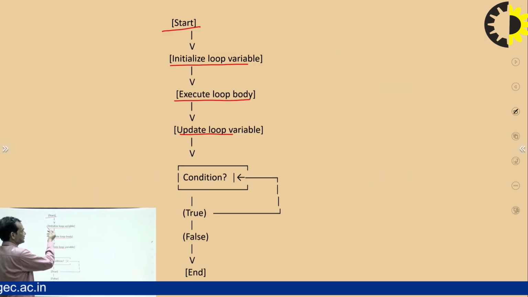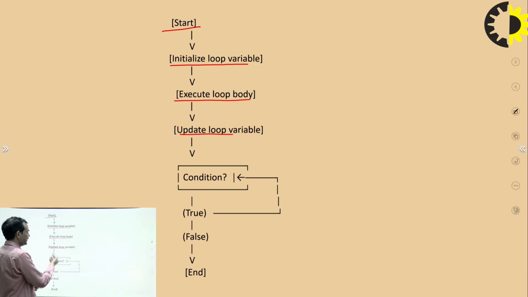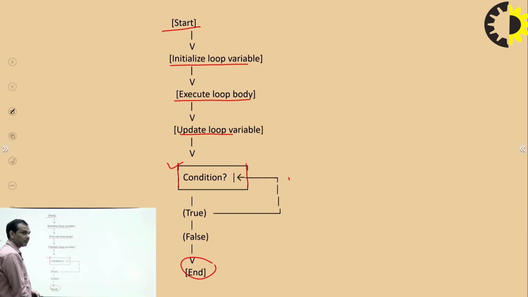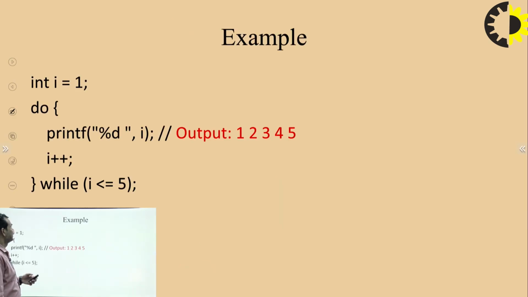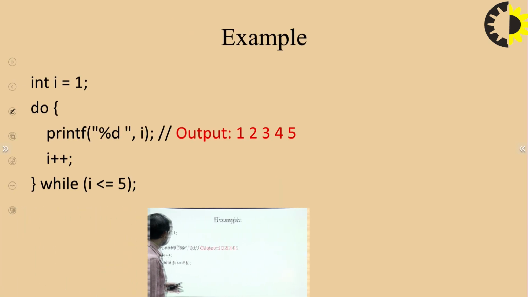So it will initialize the loop, execute the loop body, then we update the loop variable. Now we check the condition, what is the condition. If the condition is true, it will go again; if the condition is false, it will be the end of the program.